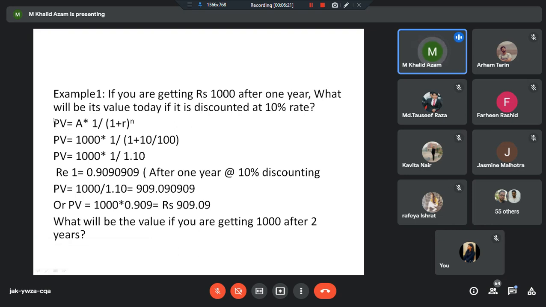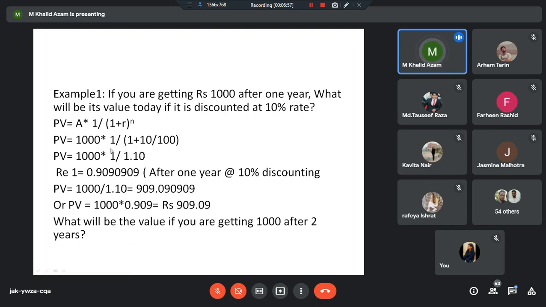This value we have to calculate. The amount is 1000, which you are expected to receive, multiplied by 1 divided by (1 plus r) to the power n. R is 10%, so 0.10 or 0.1. So 1 plus 0.1 is 1.1, and n is equal to 1, so it will remain the same. Now it is 1000 multiplied by 1 divided by 1.1.